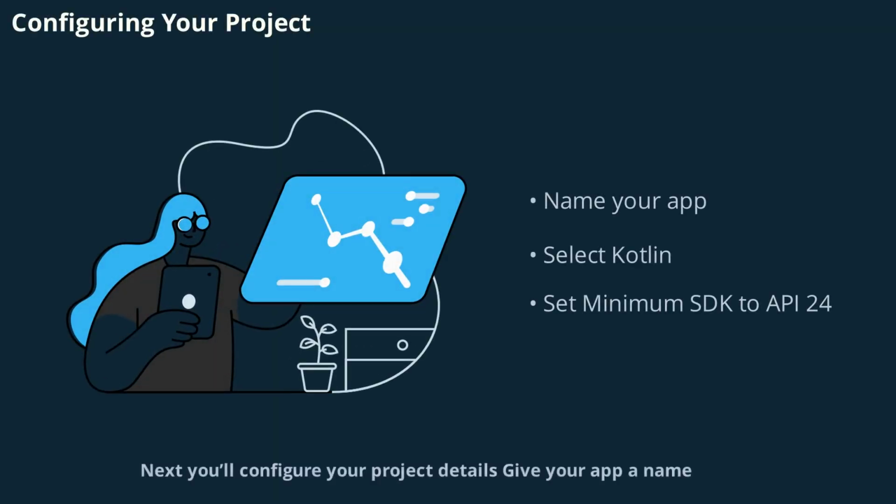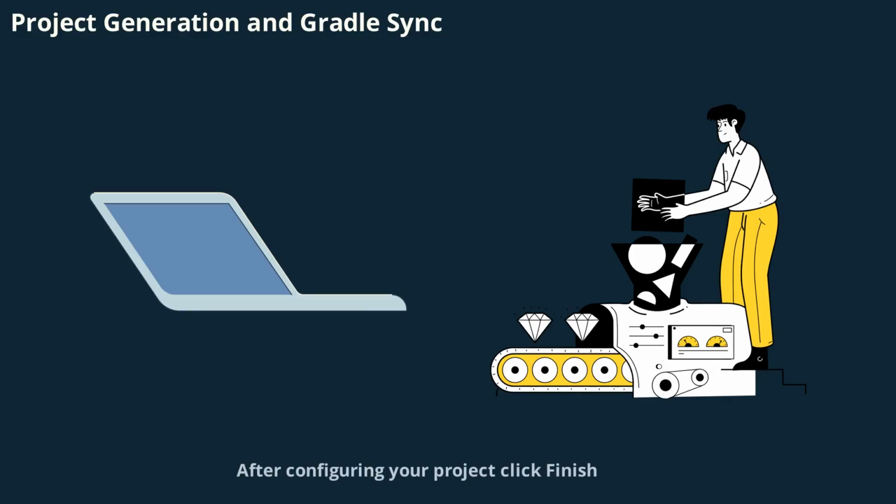Next, you'll configure your project details. Give your app a name, such as MyFirstApp. Select Kotlin as the programming language, which is now the preferred language for Android development. Set the Minimum SDK to API 24, Android 7, to ensure compatibility with most devices. These choices lay the foundation for your app and ensure it runs smoothly on a wide range of Android phones and tablets. After configuring your project, click Finish.